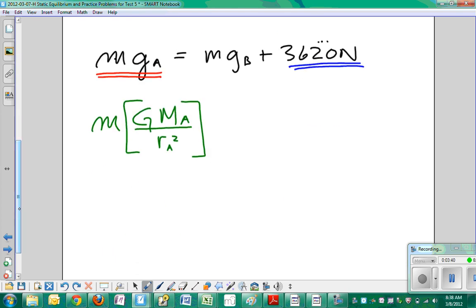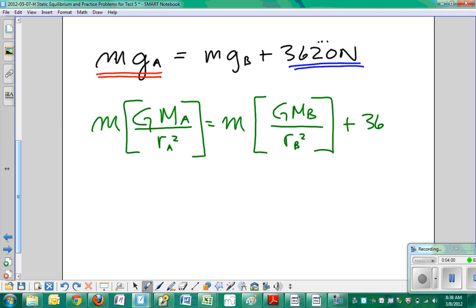So g on A is equal to G. We don't need a subscript because that's the same for everything. Mass A, radius A. That is equal to the mass of the robot times G M_B over R_B squared, plus 3620 newtons. Now, of all of these, what is it we're trying to find? We're trying to find the difference between M_A and M_B. Does that make sense?